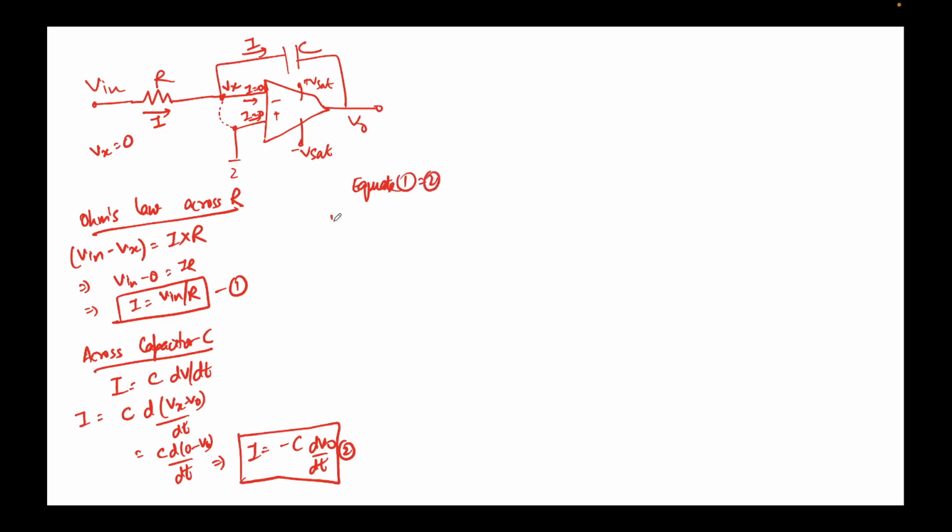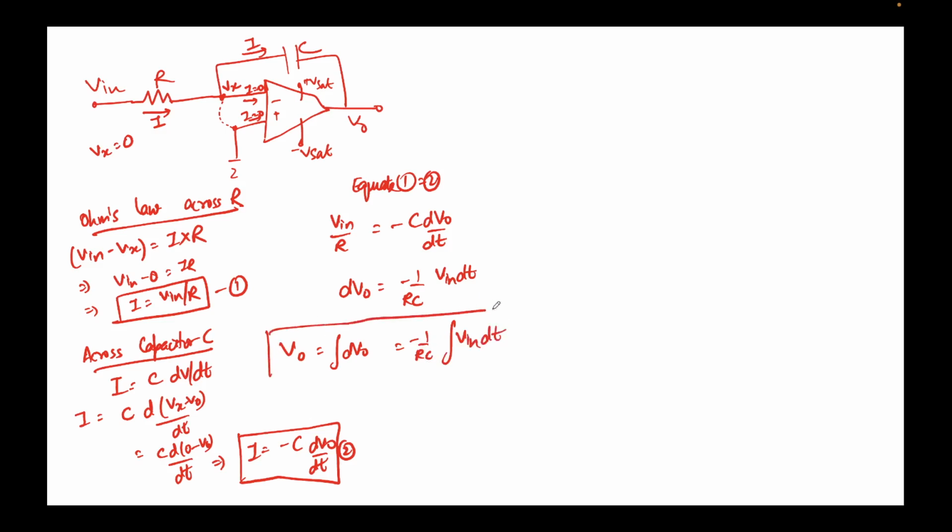So I can simply say V in by R is equal to minus C dV naught over dt, and I'll just bring the dV naught term here. So dV naught equals minus 1 by RC V in dt. Now if I integrate on both sides, dV naught gives V naught, equal to minus 1 by RC integral of V in dt. Look at this expression now.